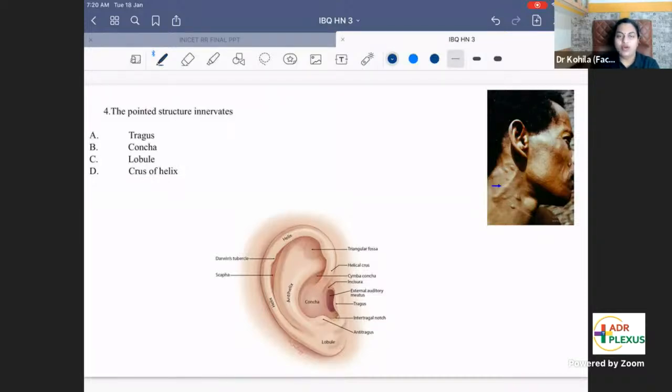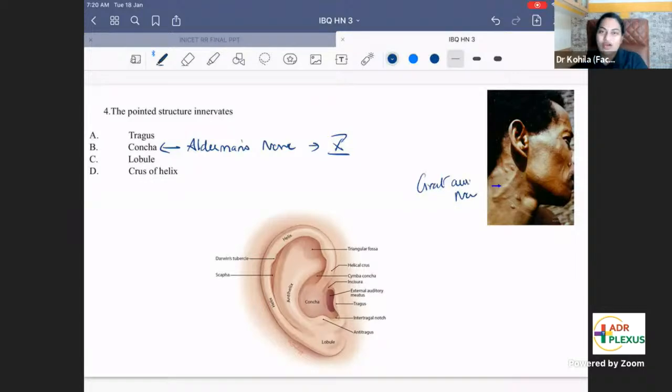In ENT, they might have taught you, right? Isn't it? Any syringing procedure in the ear, yeah? Bradycardia, because just now we saw auricular branch of vagus, Alderman's nerve. Which part of the external ear does it supply? Concha is supplied by Alderman's nerve. Alderman's nerve is the auricular branch of vagus. The pointed structure here is great auricular nerve, right? Why is it called great auricular nerve? It's going to supply greater part of the auricle.